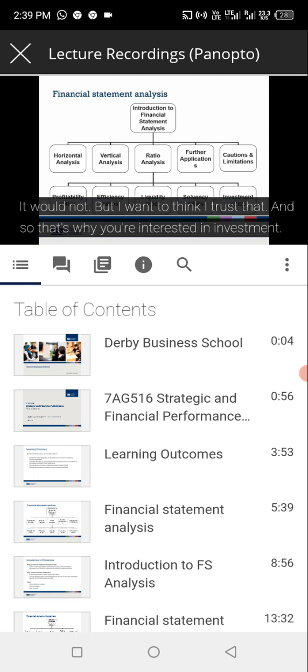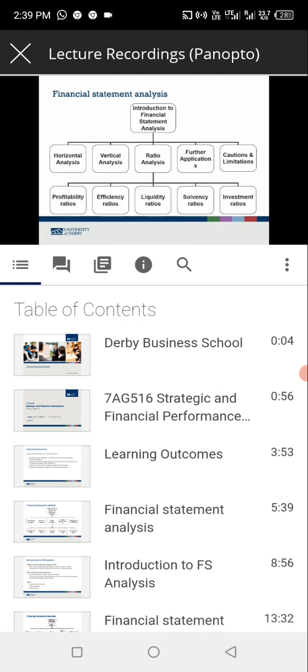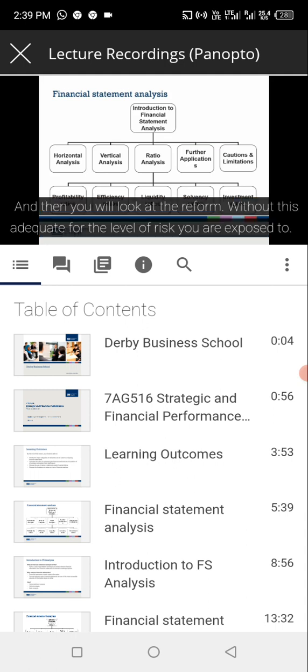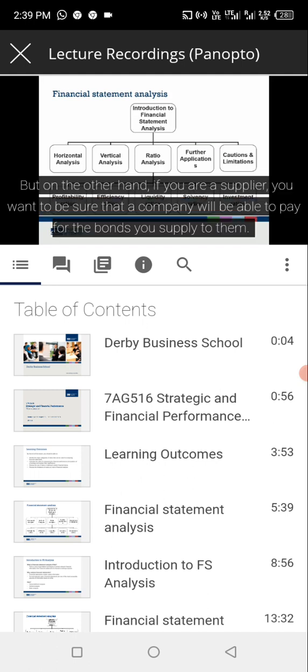It will not collapse tomorrow. So you are interested in solvency, you are interested in investment. Although for you as an investor, you want to know everything, but these two are very important. And then you will look at the return, whether it's adequate for the level of risk you are exposed to. Then, on the other hand, if you are a supplier, you want to be sure that the company will be able to pay for the goods you supply to them.